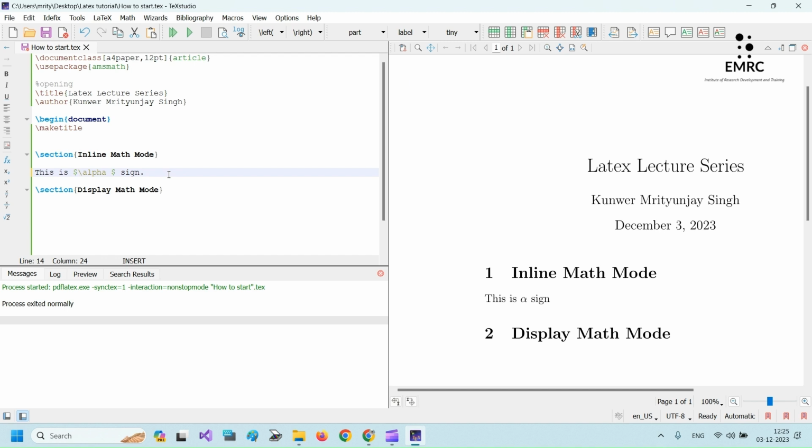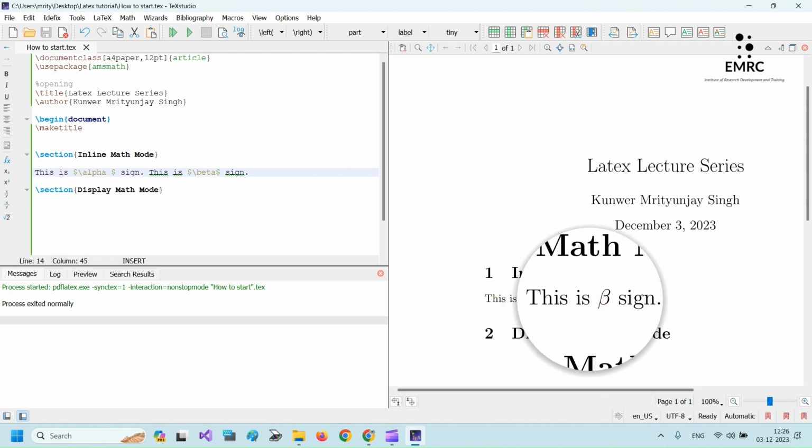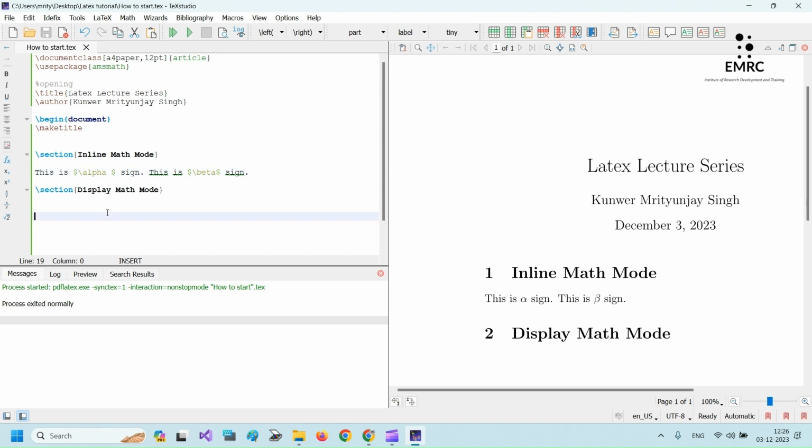Similarly, we can write, this is again dollar at the beginning, then backslash, then write beta, then close it with another dollar sign. This is beta sign. Compile it. You can see the beta symbol is inserted here.